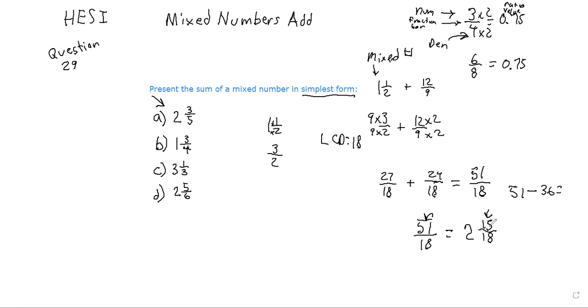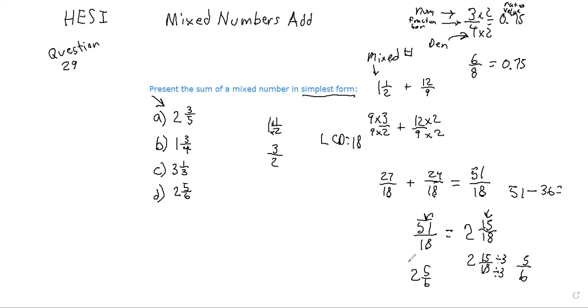Great. So now we have to remember that the question said to present the sum as a mixed number in simplest form. So if we have a common factor in 15 and 18, we can reduce this. How do we do that? We simply divide the top and bottom by that common factor. The common factor is 3, right? So we keep the whole number, 15 over 18, 15 divided by 3, and 18 divided by 3. We can do this as long as it's the same number. And that's going to give us 15 divided by 3 is 5, and 18 divided by 3 is 6. So our answer is going to be 2 and 5/6.